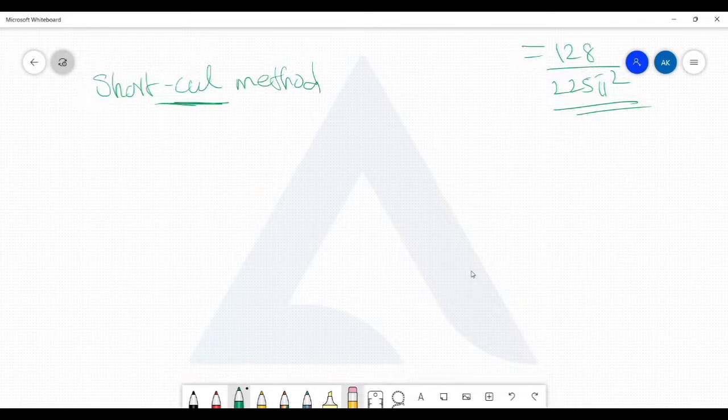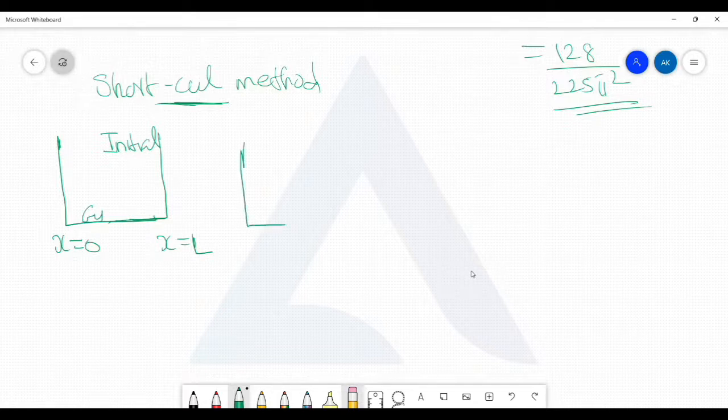Now, what is the shortcut method? Let me introduce the concept one more time. This is your box, having length from x equal to 0 to x equal to L. The particle is in the initial state. Suppose it is in the ground state. Now, when I excite the particle or shift the box, listen, x equal to 0 to x equal to nL, the box is increased n times. Box shifted n times.